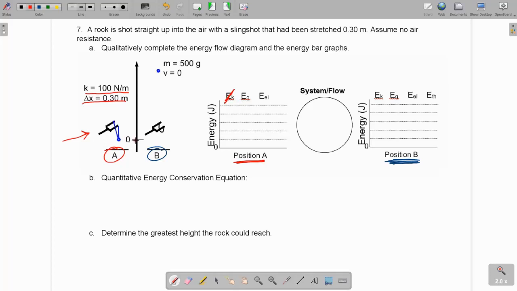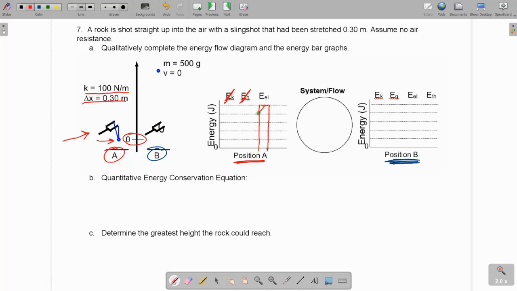Answer to that, no, because the zero reference level is defined right here as the location that it's pulled back to. So that means it has no height and therefore no gravitational potential energy. The only type that we're really left with here is elastic energy, and that makes sense because the object is being stretched back in the slingshot. So let's go ahead and put in 5 bars of elastic energy.